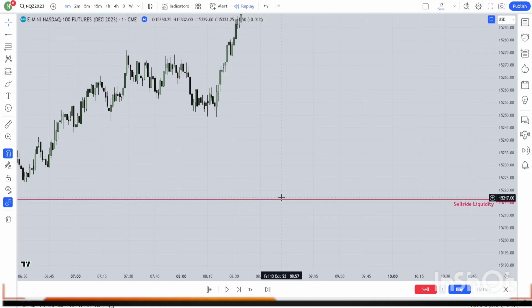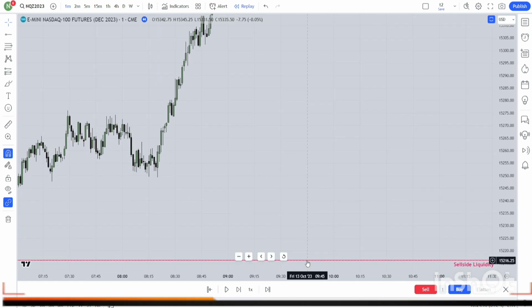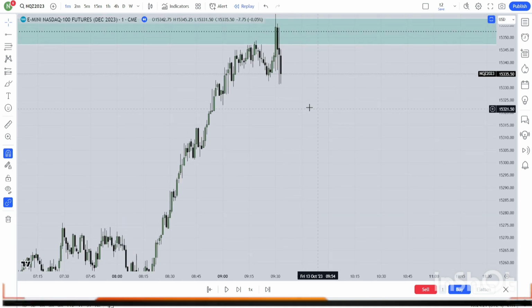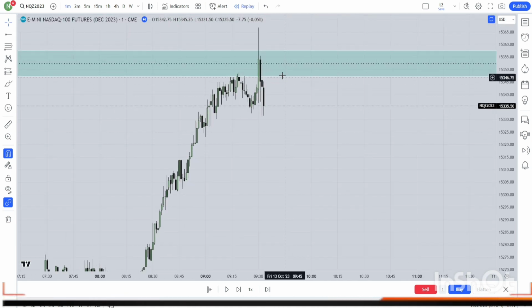Though this sell side liquidity is very clean, and it's kind of a magnet. Price should go over there. This should happen, this is our expectation, but we need to see the price first, how it is reacting. If it reacts in line with our expectation, we will look for the entry.